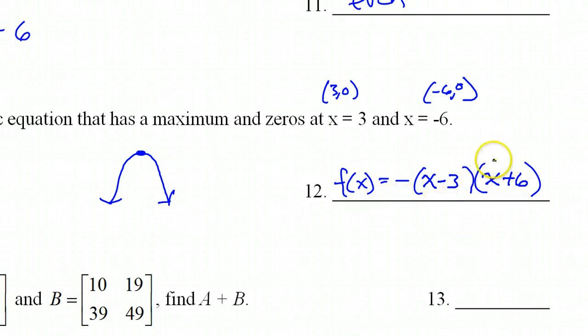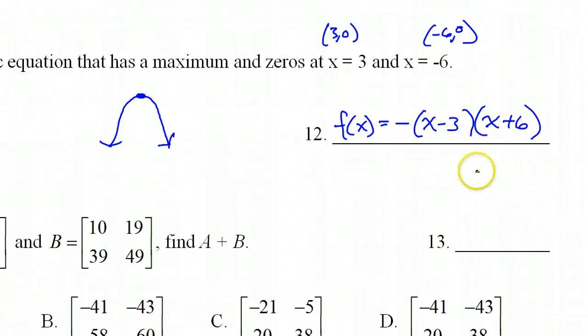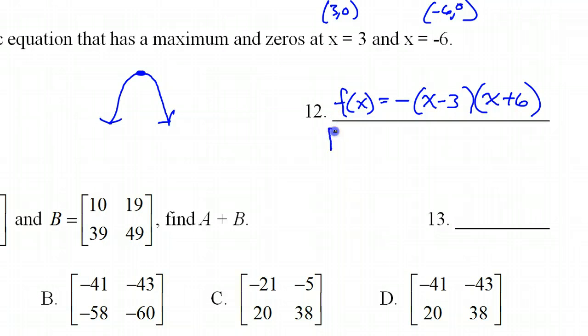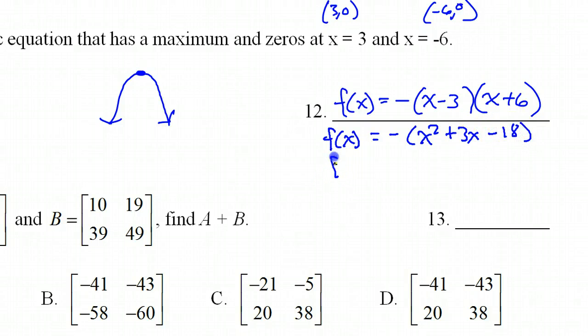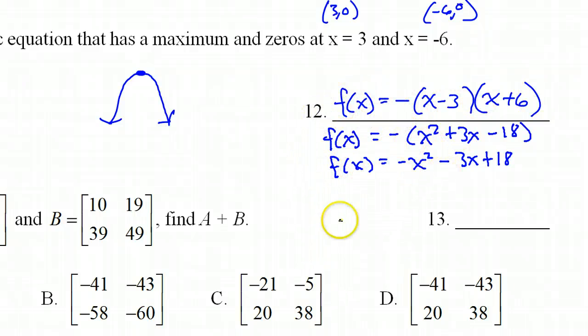Now I could multiply this out, and I guess I will just for fun, but based on the directions, there's nothing saying I can't leave it in factored form. But if I did want to go ahead and do it, I'd have negative, and this would be x squared, minus 3, positive 6, that would be plus 3, and then minus 18. And then if I distributed that negative sign, it would be negative x squared minus 3x plus 18. Alright, so either one of these forms would be a good example.